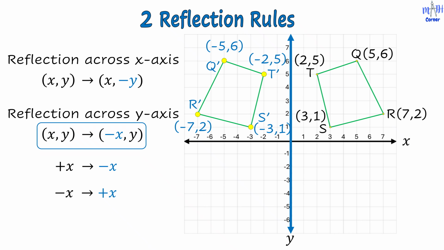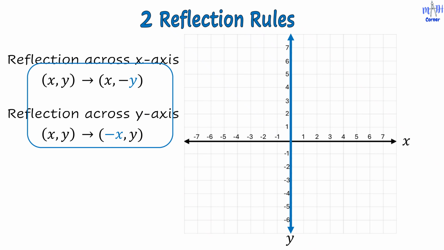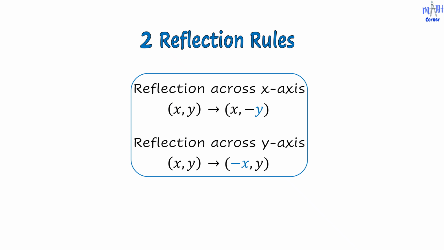Here is the easiest way to remember. If the mirror is the x-axis, you change the y. If the mirror is the y-axis, you change the x. That's it. Now you know the 2 main reflection rules. X-axis changes y, y-axis changes x. That's the shortcut students should remember.